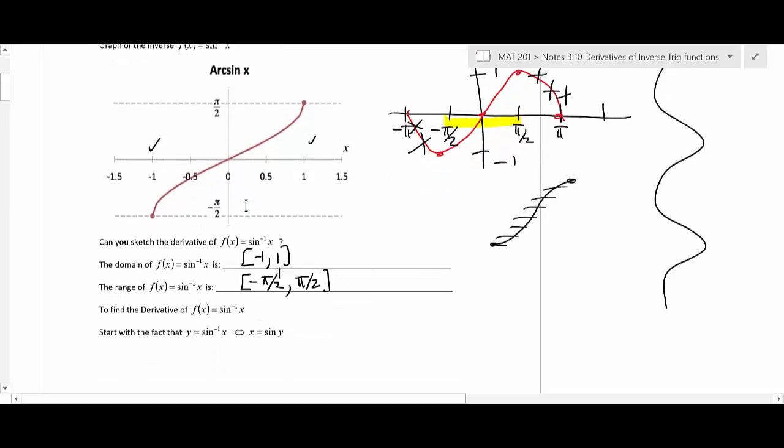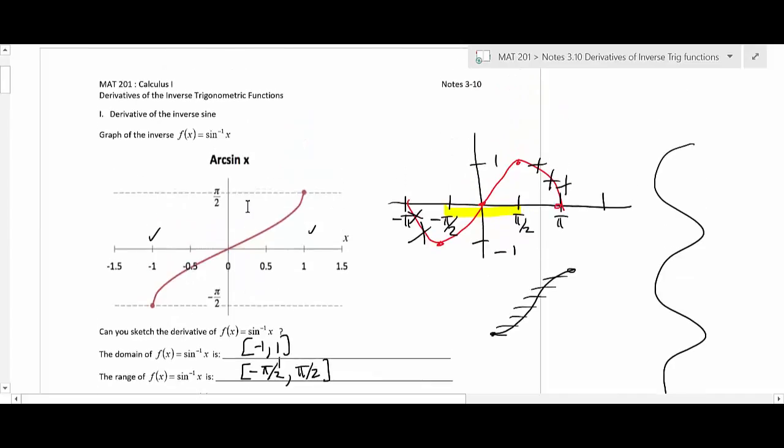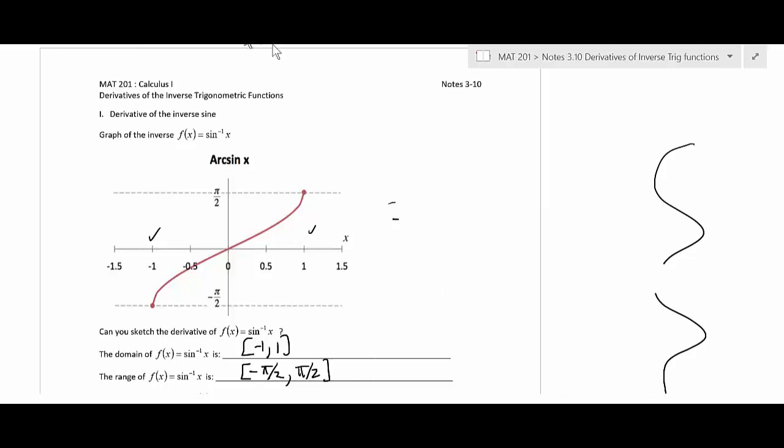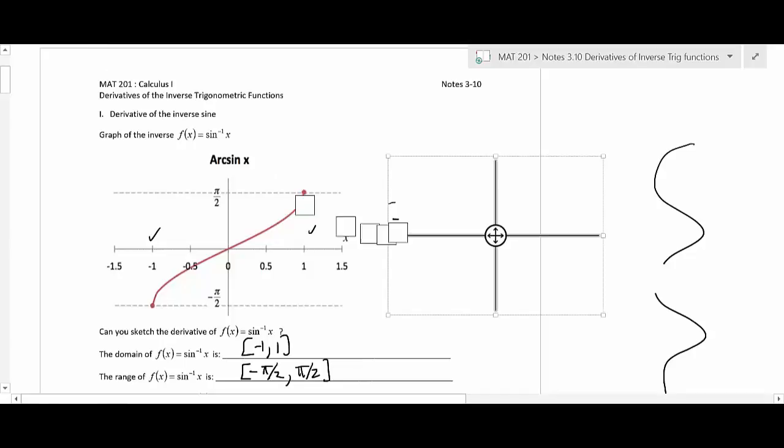Okay, so the next thing that I want you to do, and I'm going to erase this, is at the side, draw an x and y axis there. Because what we're going to try to do is draw the graph of the derivative. That's a good way to begin this. So just draw yourself an x and y axis.